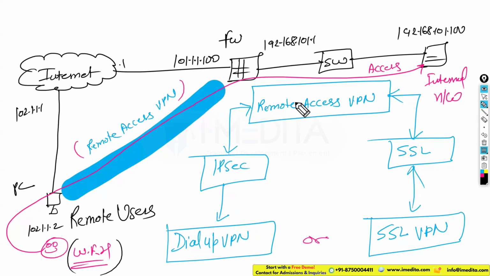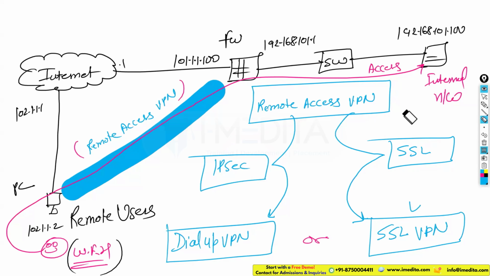Both are remote access. When we configure remote access via IPsec, it is called dial-up. When we configure remote access via SSL, it is called SSL VPN. So this is your dial-up and SSL VPN. They will be configured between PC and firewall. Site to site and AD VPN, they are configured firewall to firewall.